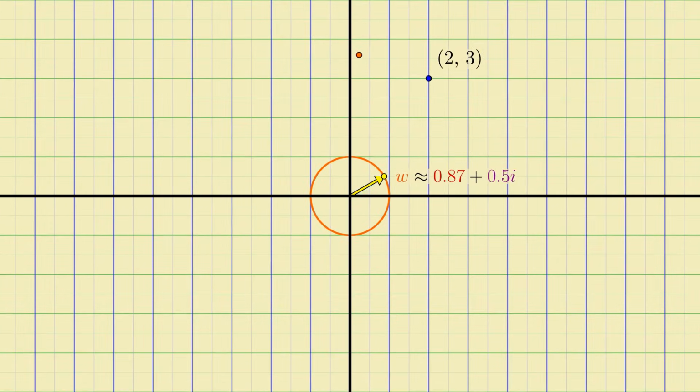Multiplying it by our original point (2, 3), expressed as the complex number 2 plus 3i, we get that it's about 0.2 plus 3.6i. And looking at the picture, it matches up with where (2, 3) ends up after being rotated 30 degrees.